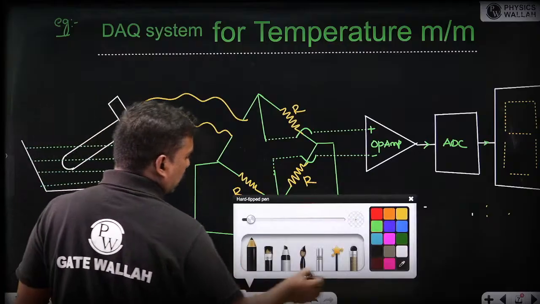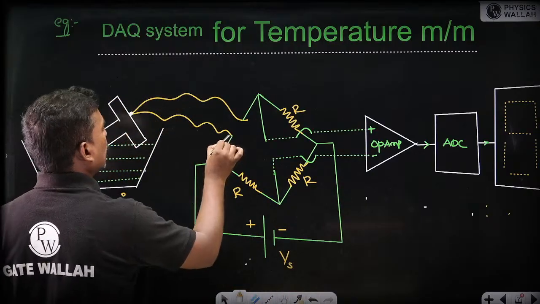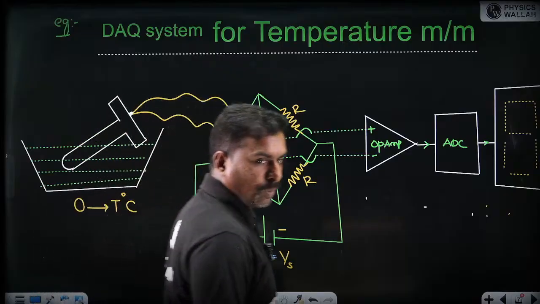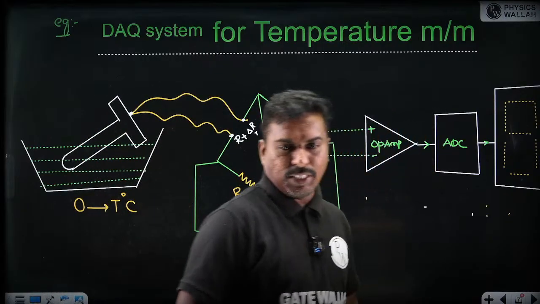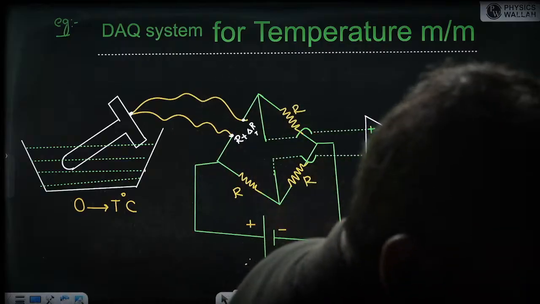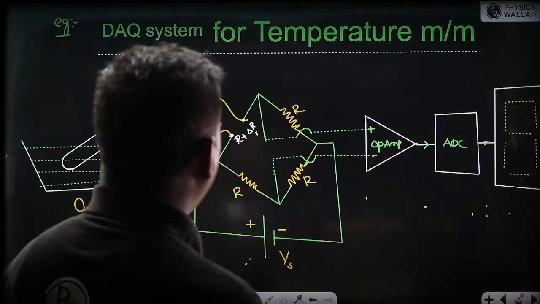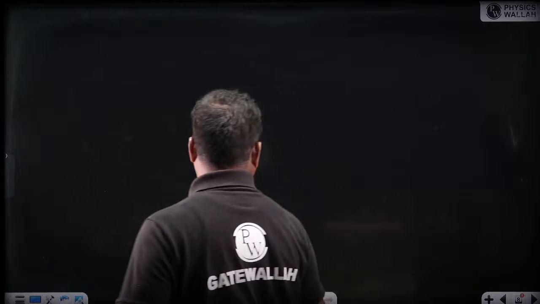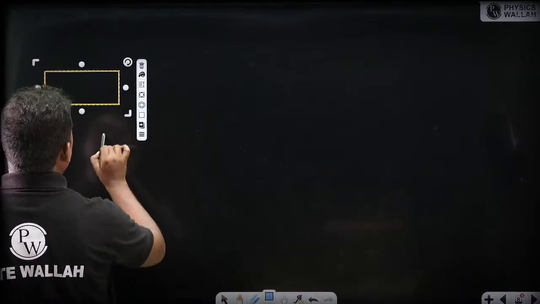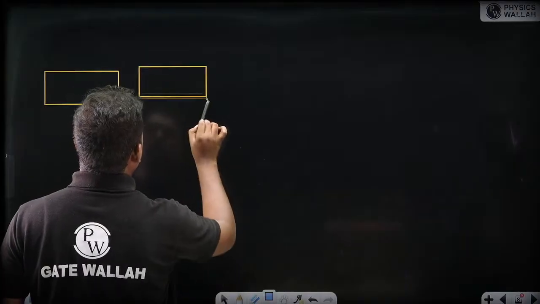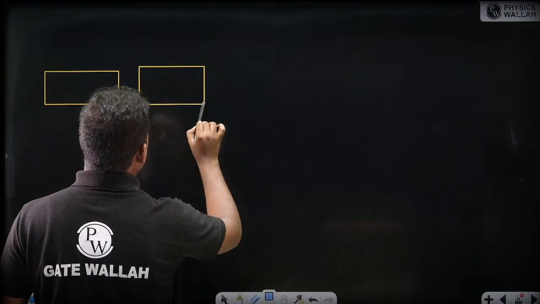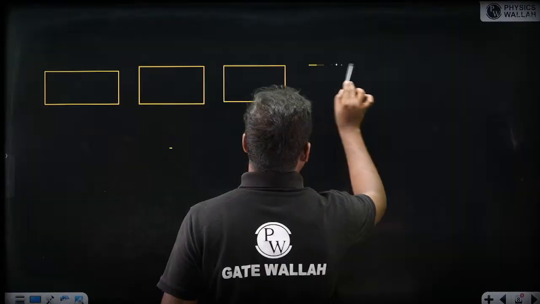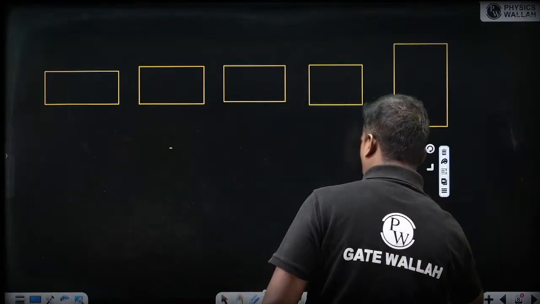When the temperature changes from 0 to T degrees Celsius, the resistance is going to change as R plus delta R. So what are the various blocks present here? Here also we have the RTD, and the RTD output is connected to the Wheatstone bridge. Wheatstone bridge output is connected to the op amp, ADC, and 7-segment display.